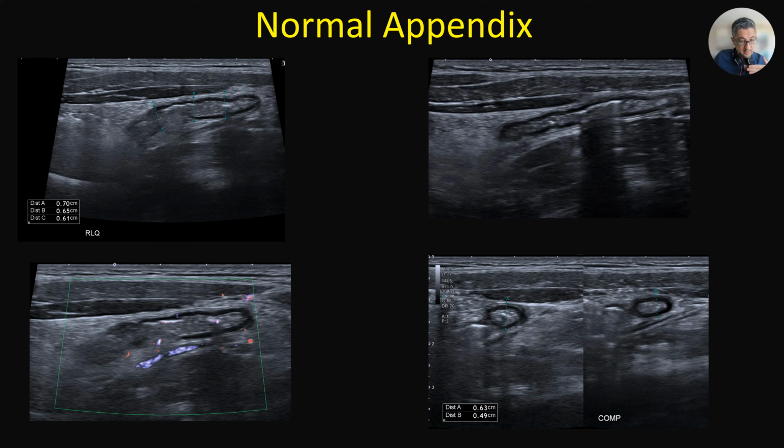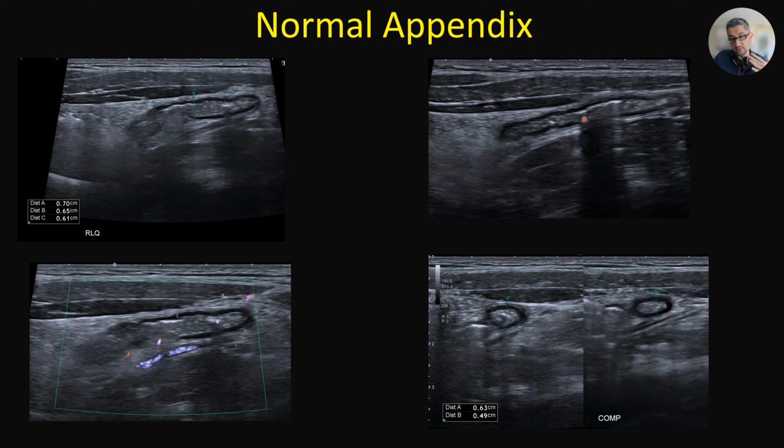And some vascularity in the wall, and we see some flow coding in the lumen. These are artifactual, obviously. And we can see mild compression. This is normal compression that we expect from a normal appendix. And as you can see here, there is some increased echogenicity around the appendix, but this is normal increased echogenicity. We shouldn't be overcalling it.